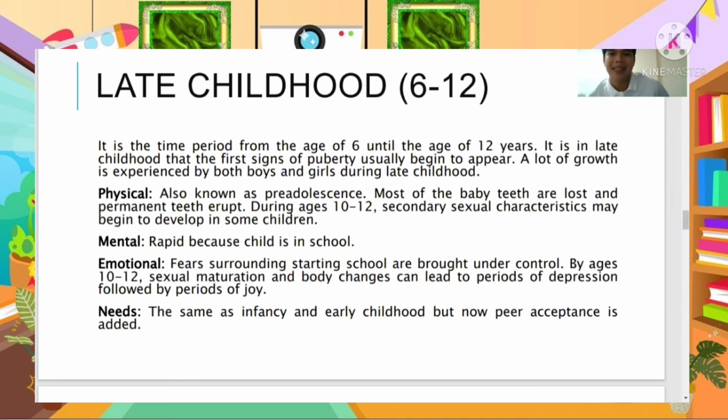development is rapid because the child is in school, and emotional fears around the start of school are brought under control. And also by age 10 to 12, sexual maturation and body changes can lead to periods of depression, followed by periods of joy. And needs are the same as infancy and early childhood, but now peer acceptance is added.